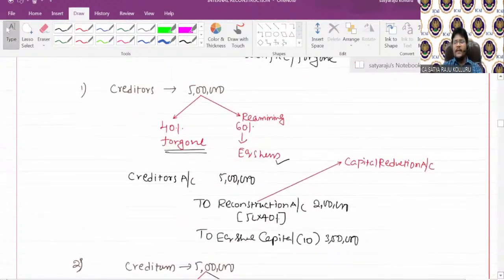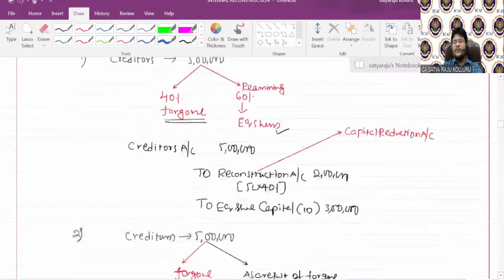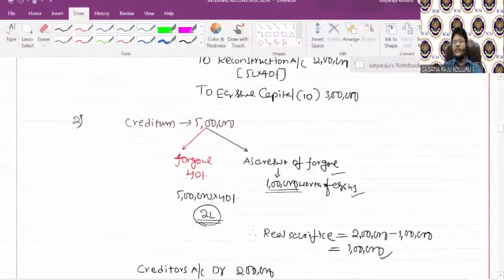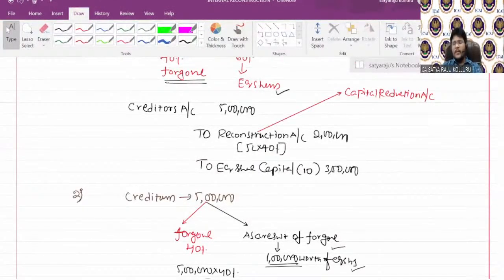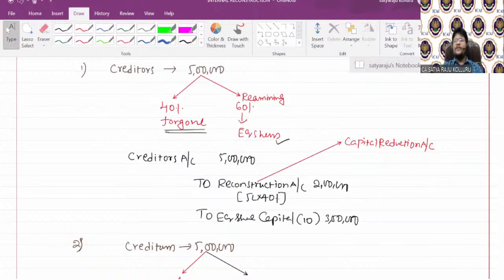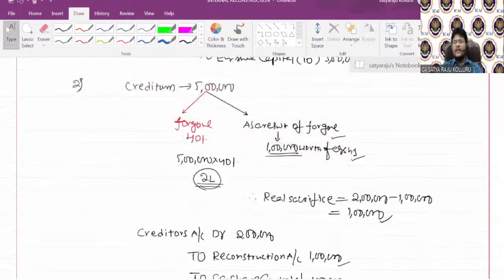Hope you understand the difference between the first and second situation. Sir, in the first situation, we are issuing equity shares for the remaining portion of creditors. But in the second situation, we are issuing equity shares as a result of the forgoing by the creditors. So you should understand the difference. Generally, we are issuing equity or preference or debentures either for the remaining portion, or in consideration of the forgoing. You need to check this at the time of reading the question. Okay, fine.